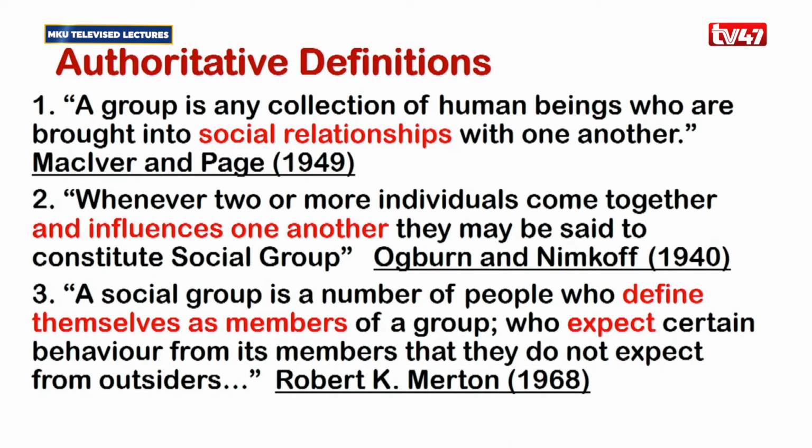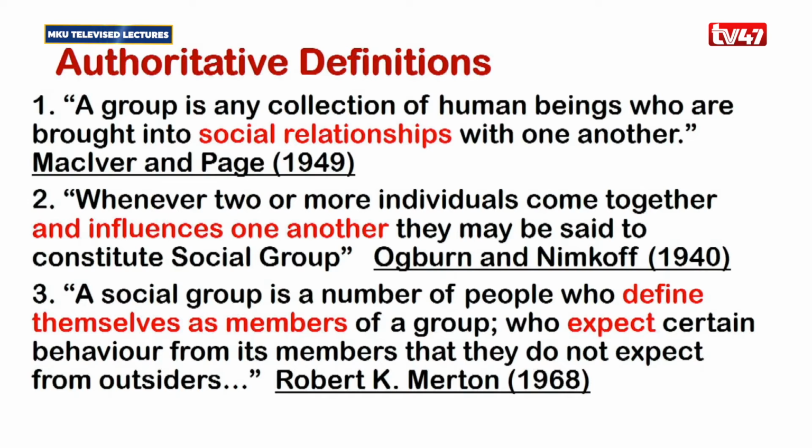For Robert Merton, a social group is a number of people who define themselves as members of a group, who expect certain behavior from its members that they do not expect from outsiders. What Merton is emphasizing is the identity of the people who make up a group and the expectations that members have of themselves as members of that group, in distinction from another group. Three definitions there.